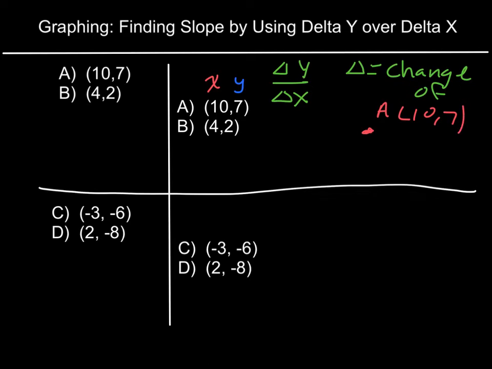So if I think about where point B would be, well, point B, my x value is 4, and if this is at 10, then that means 4 is going to be over here somewhere. So that means that my point B is going to be to the left of point A. And since it's only 2 and this one is 7, that means it's going to be to the left of point A and it's going to be down. So it's going to be somewhere down here is going to be point B. And that is the point (4, 2).